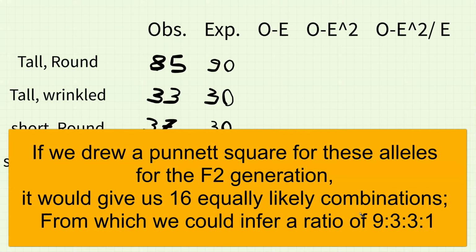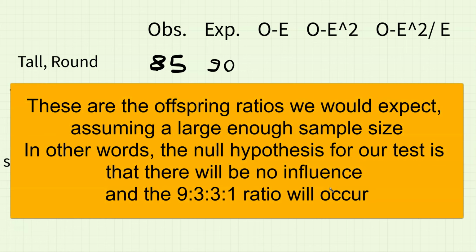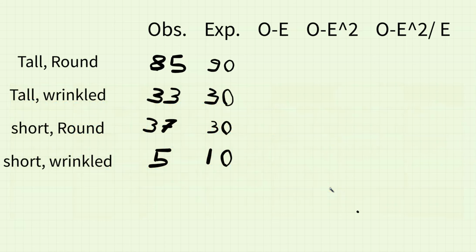If we drew a Punnett square for these alleles for the F2 generation, it would give us 16 equally likely combinations. So from these we could infer a ratio of 9 to 3 to 3 to 1. These are the offspring ratios we would expect, assuming a large enough sample size. To say it a bit differently, the null hypothesis for our test is that there will be no influence, and the 9 to 3 to 3 to 1 ratio will definitely occur.